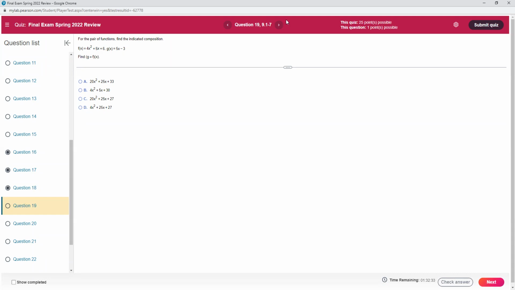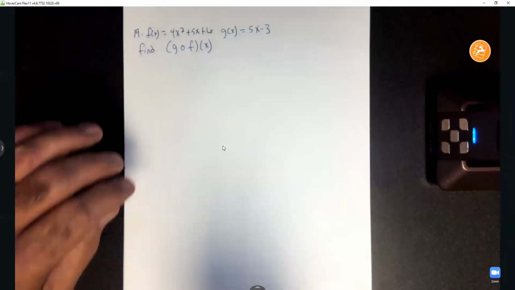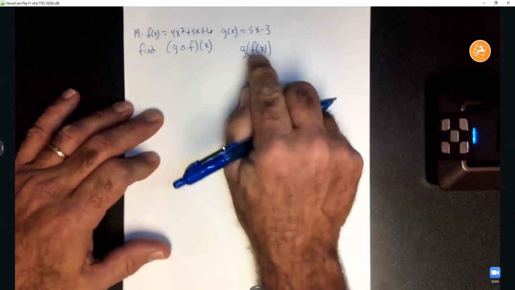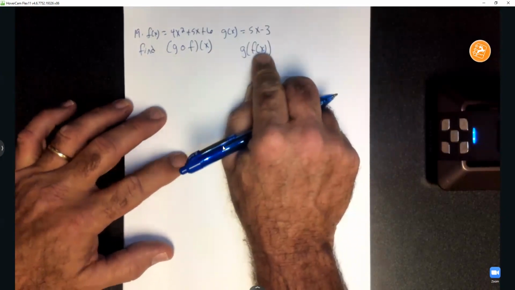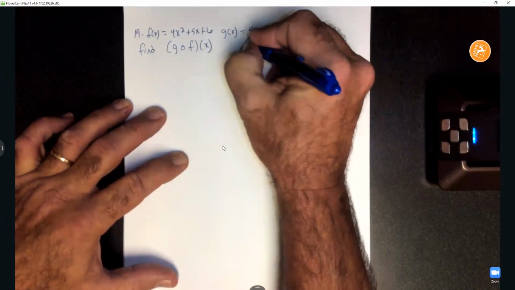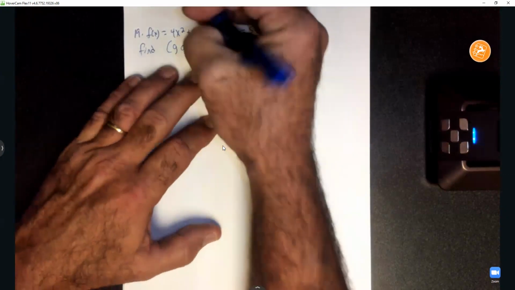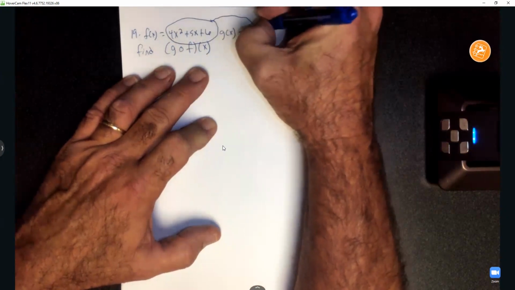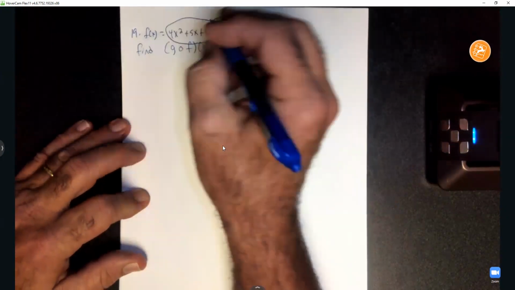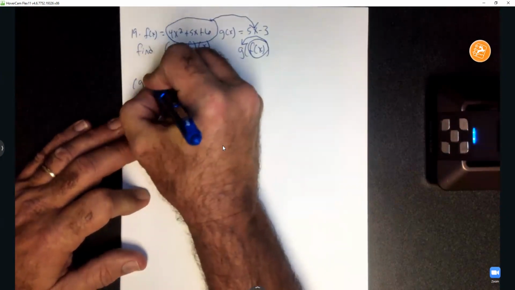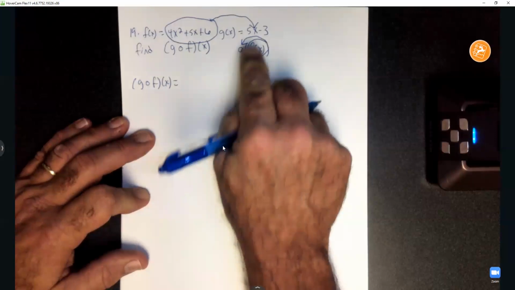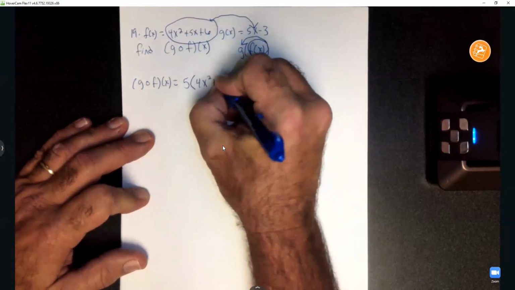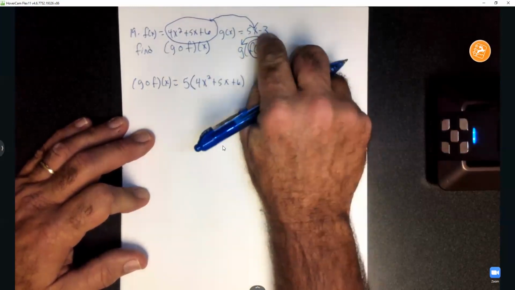So let's see, we'll go to our pad. So what you do on this one, remember this is like G of f of x, but since they didn't give me a number for f to put in, I take this whole f equation and put it into the G. So that means you're going to take your whole f equation and replace that x with that. Okay, so G compose f of x will equal 5 times 4x squared plus 5x plus 6, and then minus 3.